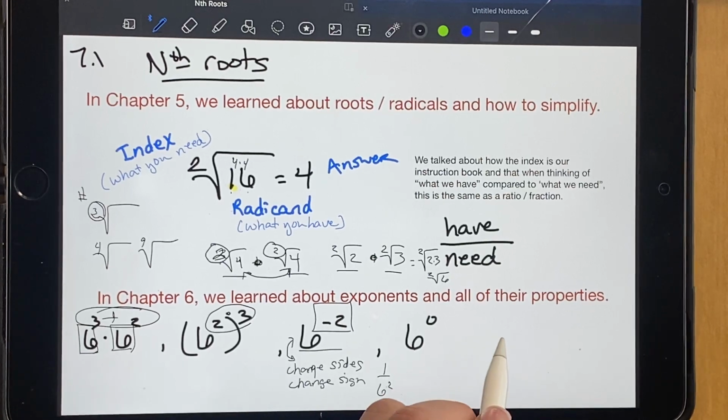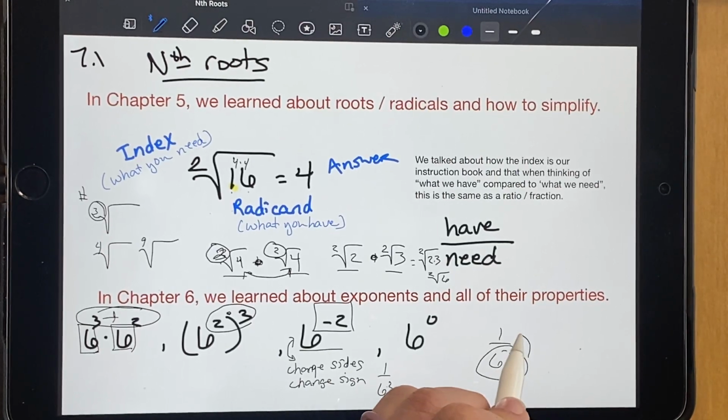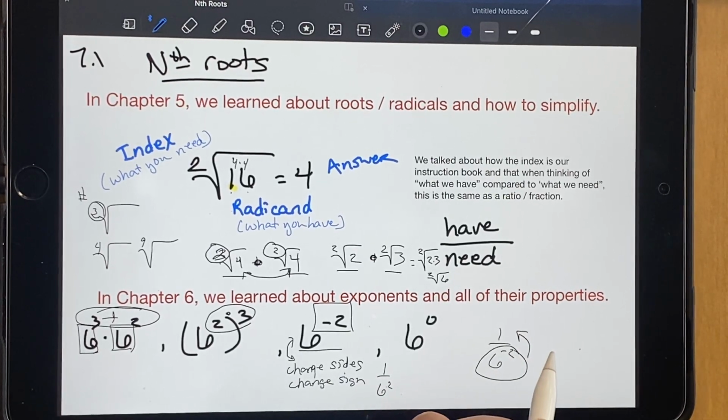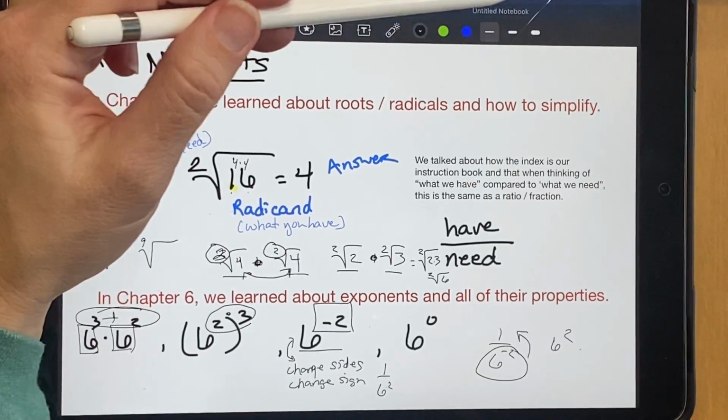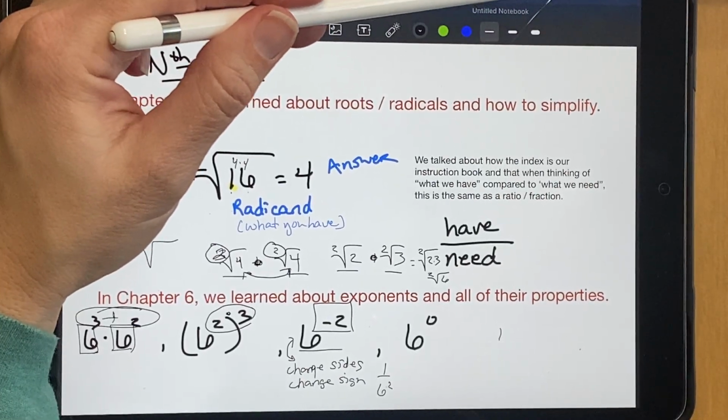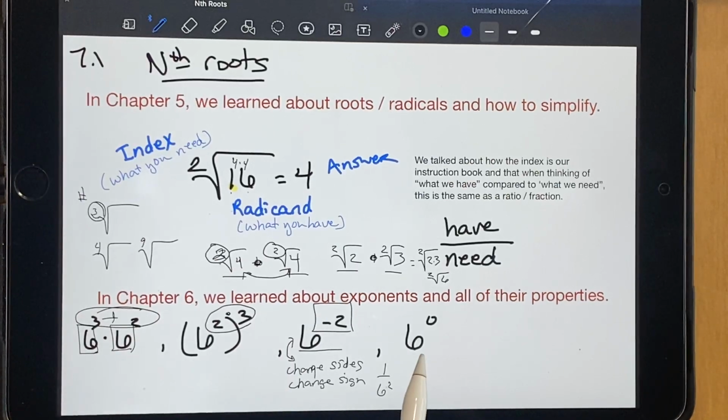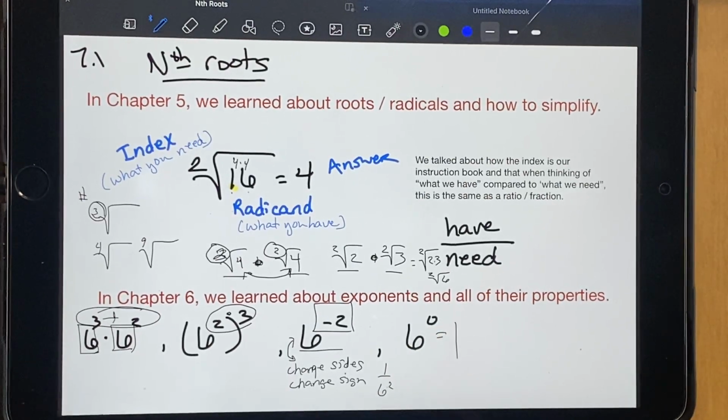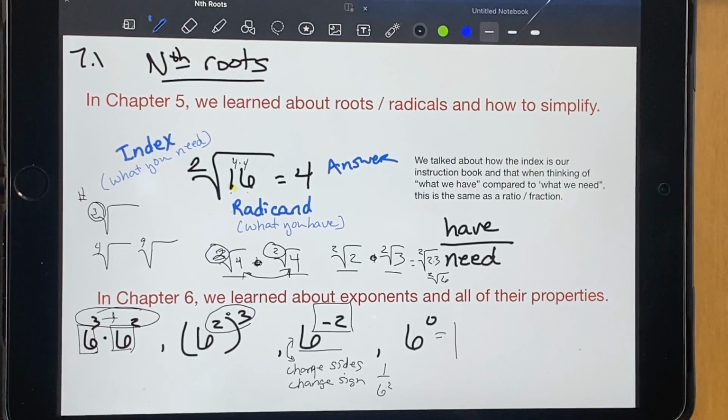In the same case, if I had 1/6 to the -2, it's a negative on the bottom. I need to change sides. It'll change signs. Now I just have 6 squared up on the top. Okay. We learned that any exponent to the power of 0 is equal to 1 all the time. So those were some rules that we had.